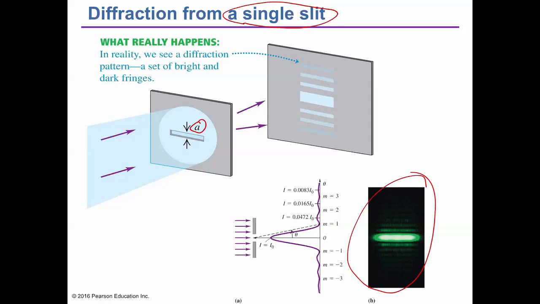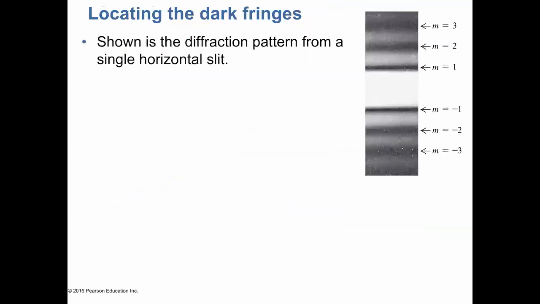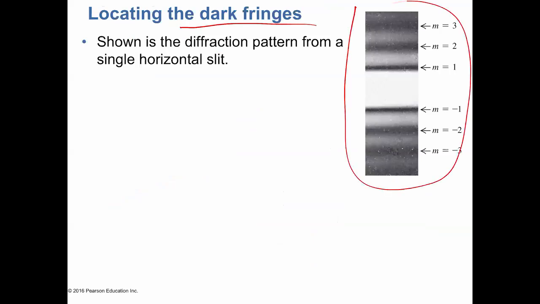So when we're considering the single slit, we're only locating dark fringes, because here's the experimental result. You can see this entire region is the very bright central one. Then we have m equals 1 and m equals negative 1. Those are for the dark fringes: the first dark fringe above the central one and the first dark fringe below the central one.